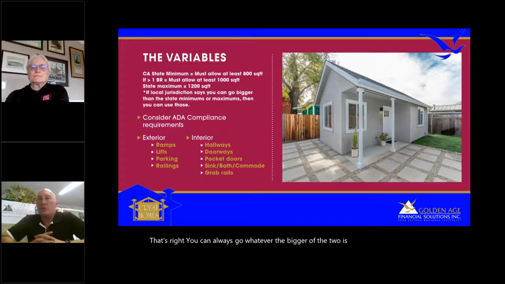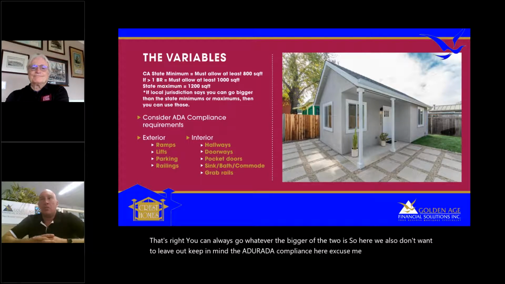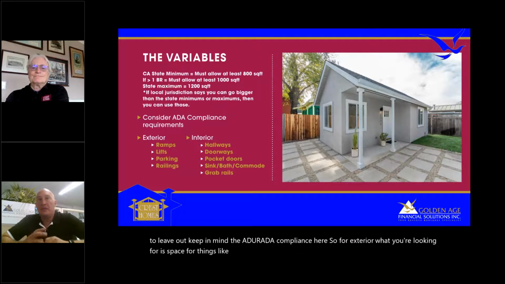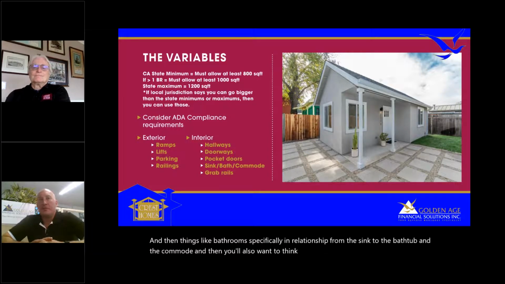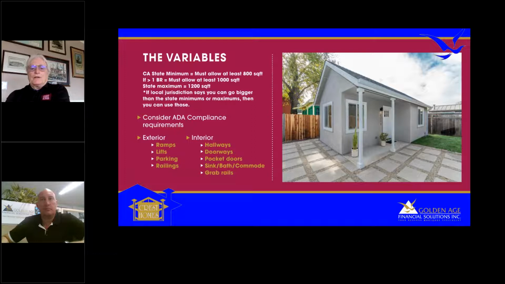So here we also don't want to leave out, keep in mind, the ADA compliance here. So for exterior, what you're looking for is space for things like ramps, lifts, parking, railings. For the interior, you're looking at widths of hallways, doorways, pocket doors, and then things like bathrooms. Specifically in relationship from the sink to the bathtub and the commode. And then you'll also want to think about things like grab rails. Well, even if you don't need these things right now, or initially, you'll want to plan for them at this point. This is the place to do it, not later. Setting up your ADU now to handle any future physical challenges will be critical to your aging in place strategy.